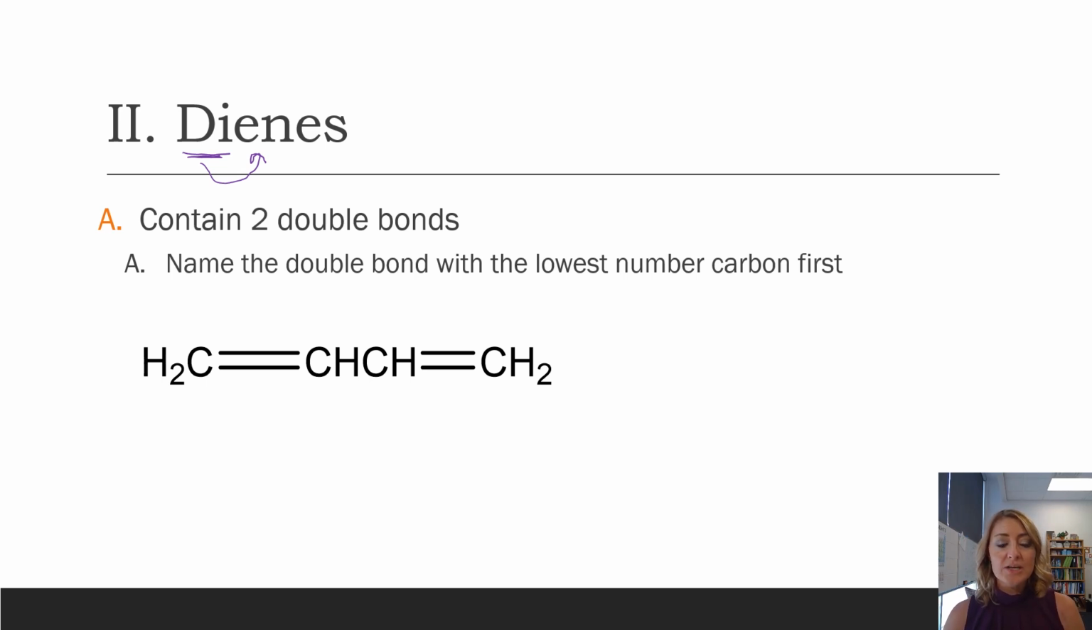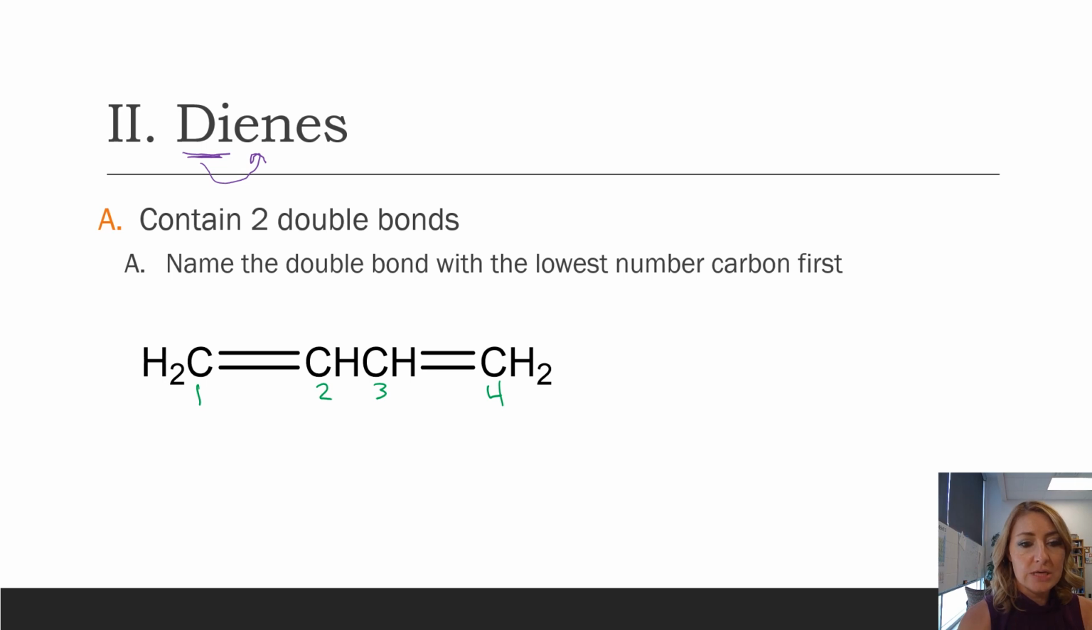So when you're naming these, you're going to want to count left to right, right to left, top to bottom, bottom to top. Count in every direction because you want to find whichever direction you count that includes the double bonds. You want to find the lowest number of carbon you can for the first double bond. So let's go ahead and count this both ways since it just seems to be left to right and right to left. So 1, 2, 3, 4.